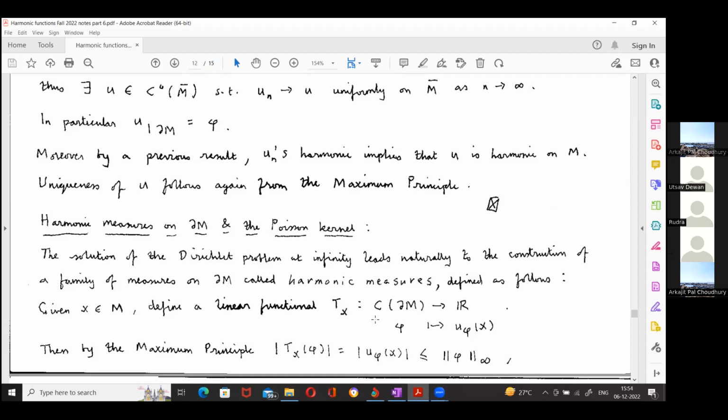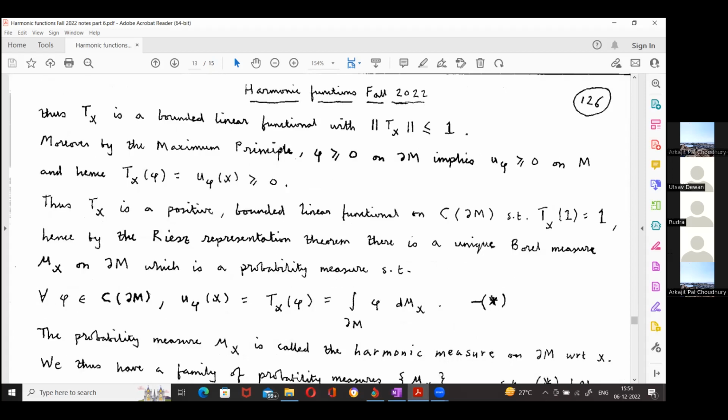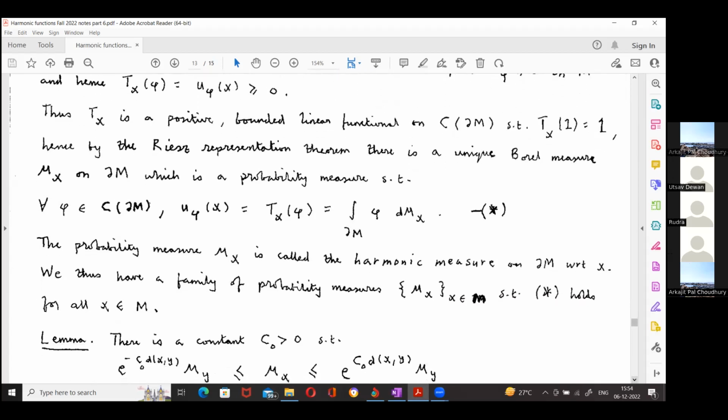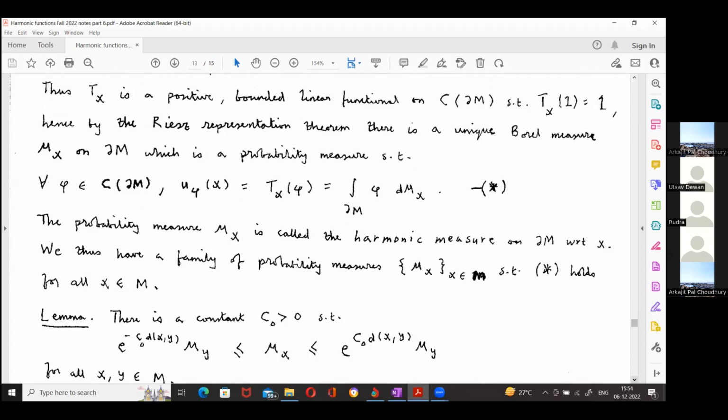So every point x gives you such a functional. Phi goes to u phi x, right? And then by the maximum principle, this is bounded of norm at least one. Again, by the maximum principle, this is a positive functional. And therefore, applied to the constant function 1, it just gives 1. So therefore, this gives you a probability measure, right? Is this clear? It's the same procedure as we did for a finite ball. So you get a probability measure called the harmonic measure based at x, which is a probability measure on the boundary now. Okay.